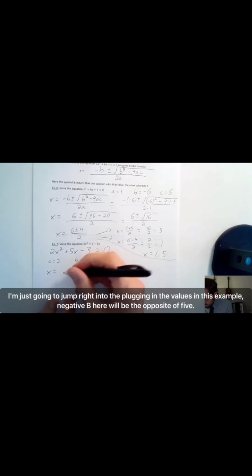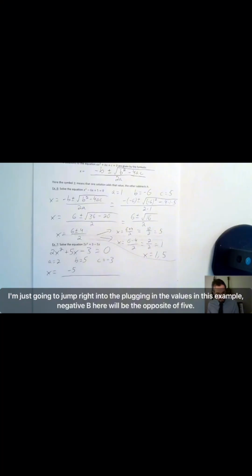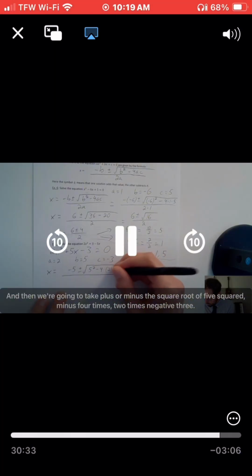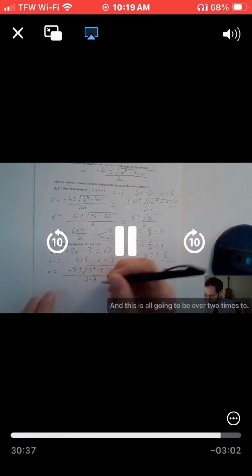Again, we could start off by writing that formula. I'm just going to jump right into plugging in the values in this example. Negative b here will be the opposite of 5, and then we're going to take plus or minus the square root of 5 squared minus 4 times 2 times negative 3. And this is all going to be over 2 times 2.